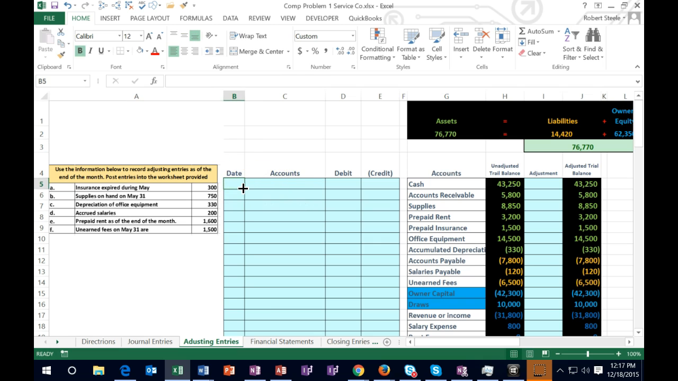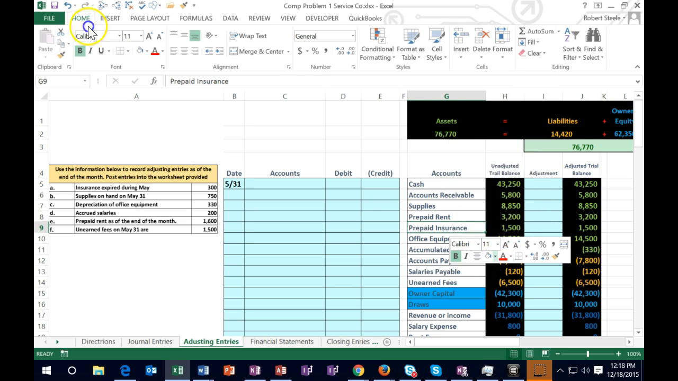Alright, so let's start off with A, and once again it's going to be as of 5/31, so I'm going to put 5/31 for all of these because all of these entries will be as of the end of the month. Insurance expired during May. So if we think about that, then there's going to be one account above the blue line related to insurance. And we go through here and say, what is related to insurance up here? How about prepaid insurance? So I'm going to highlight that.